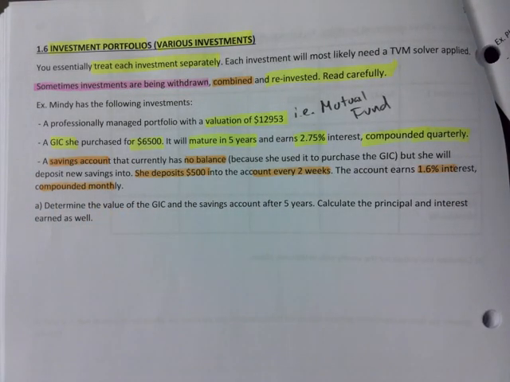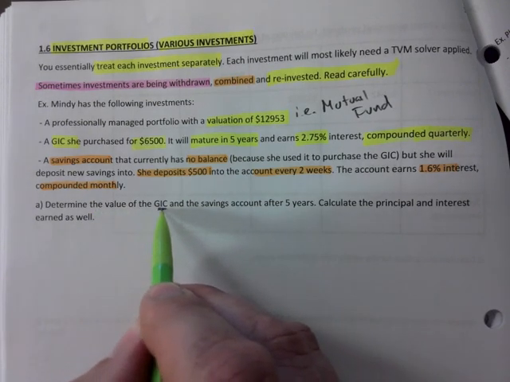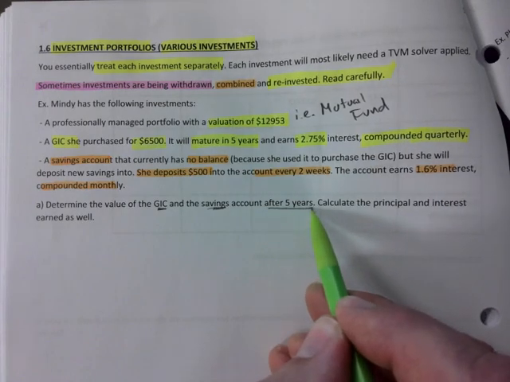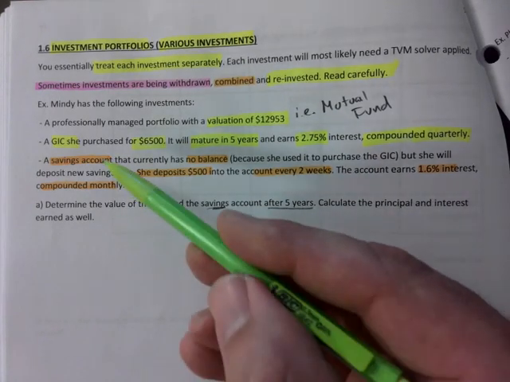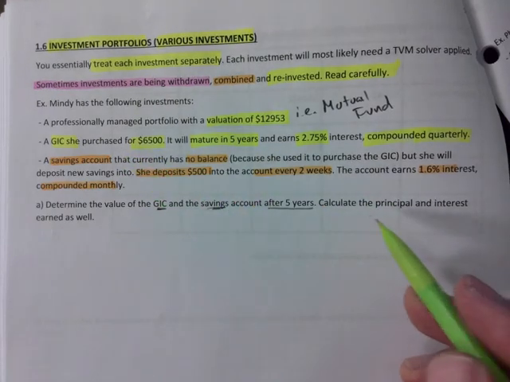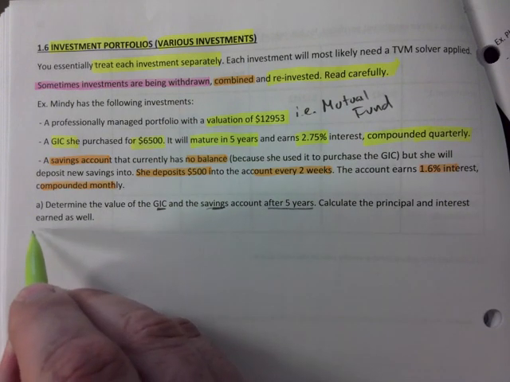You have like 3 separate TVM solver questions in one. That's what's happening here. So determine the value of the GIC and the savings account after 5 years. So 5 years will go by, and we're going to figure out each individual investment. Then we're also going to calculate the principal and the interest earned as well. So let's go with the GIC first.